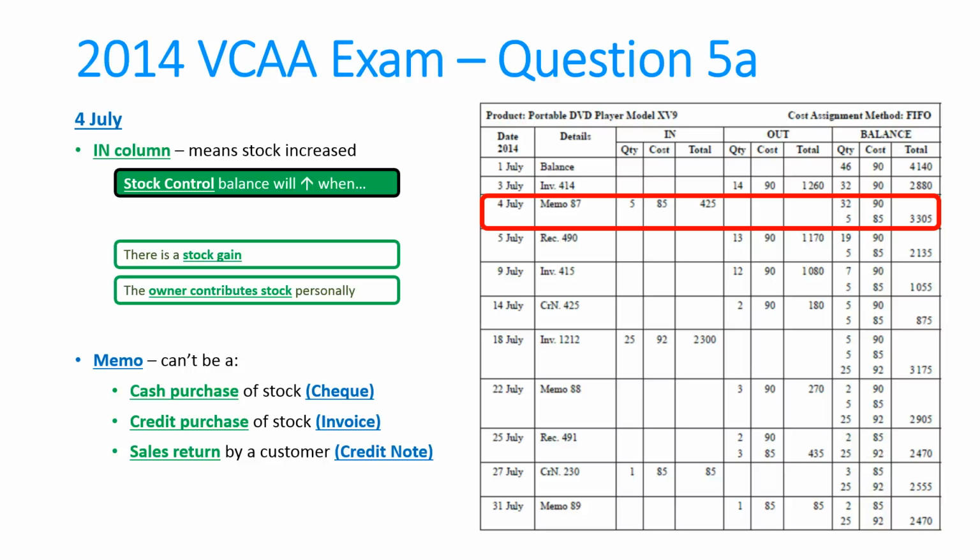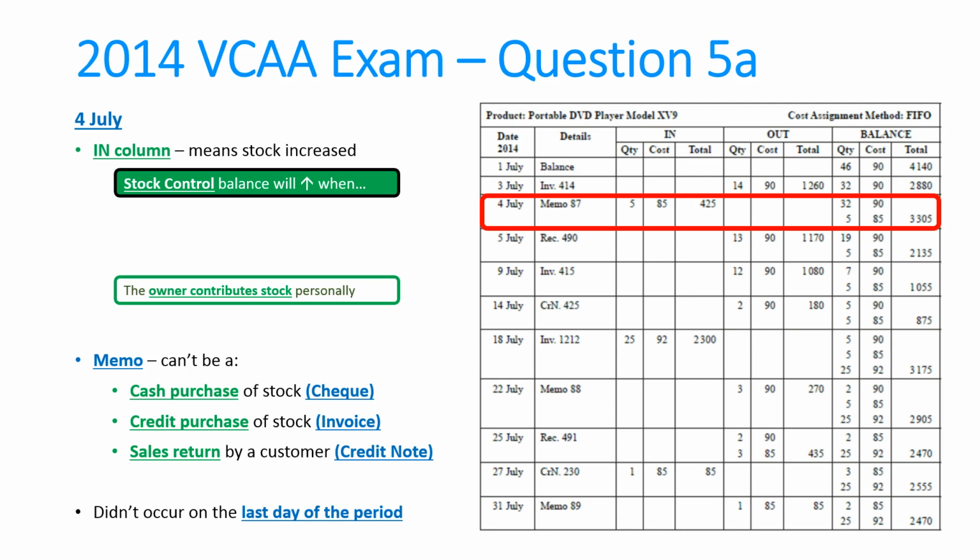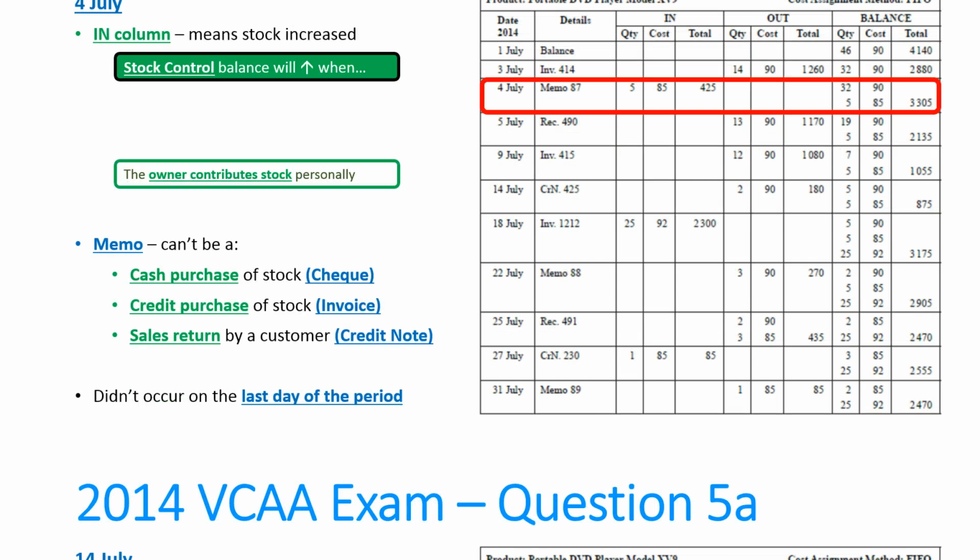And both of these would have memos, so how do we know which one's which? Well, stock gains and stock losses are only recorded on the last day of the period or the month. In this case, this transaction's on the 4th of July. Businesses don't shut their shop down and do their stock takes in the middle of the month. They will do it on the last day of the period. So if this is on the 4th, then it can't be a stock gain, and it must be the owner contributing stock personally.